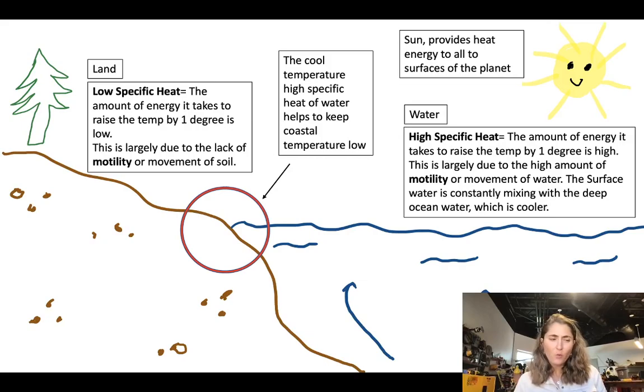One of the reasons that this is true is because there's a lack of motility, or movement, of soil. Soil doesn't move around, it just sits there. So when the sun hits it and it warms up, that whole area tends to increase in temperature.